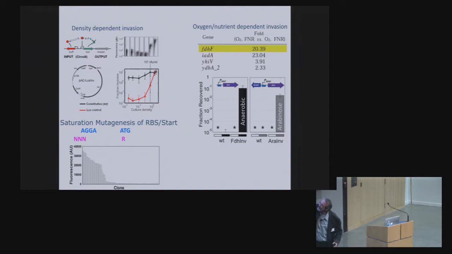And we did very similar things for doing anaerobic invasion and sensing of sugars and so on. So now we had sensors and we had actuators. We needed logic gates to put them together. So we started building logic gates.